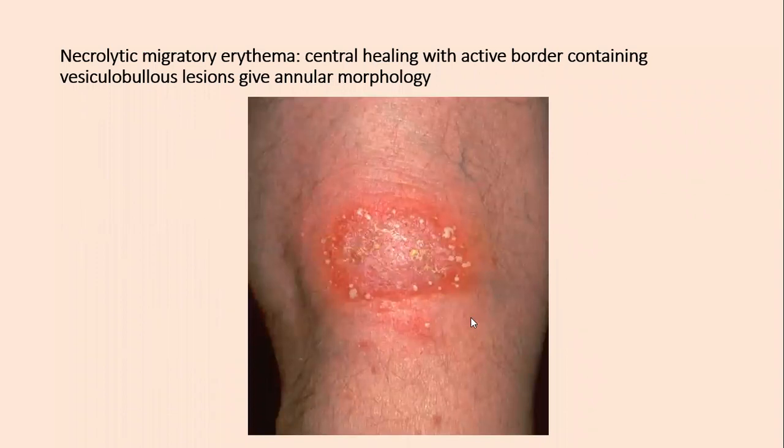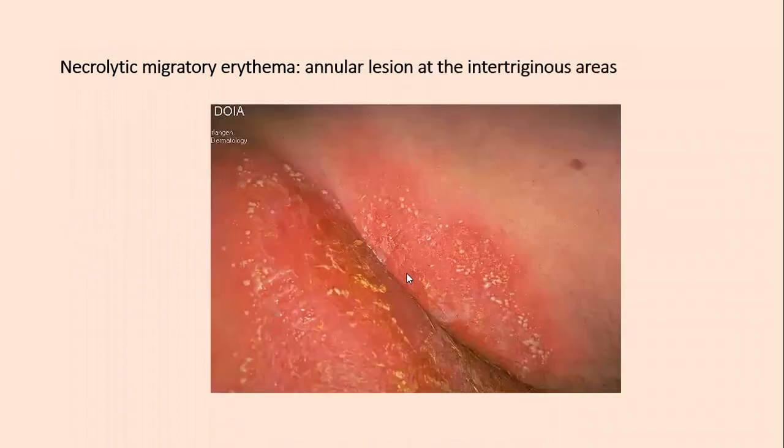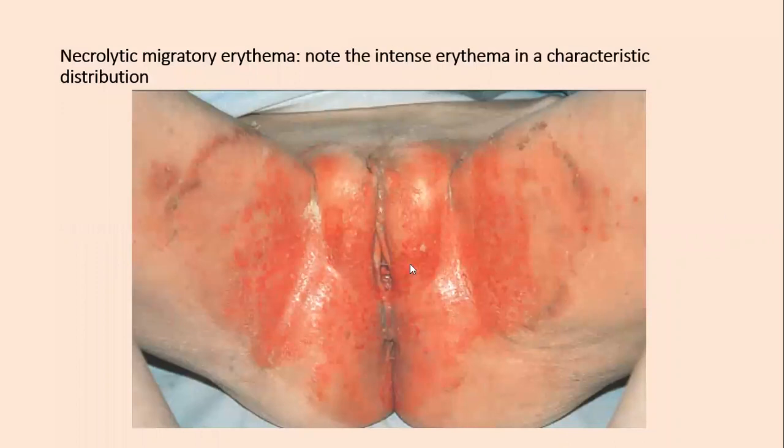Here you can see the central cleared area and the active border studded with pustules. So annular lesions in the intertriginous area. You can confuse this with pustular psoriasis or AGEP. In extensive conditions, there will be intense erythema in a groin-like distribution. So here it is confused with candidiasis.